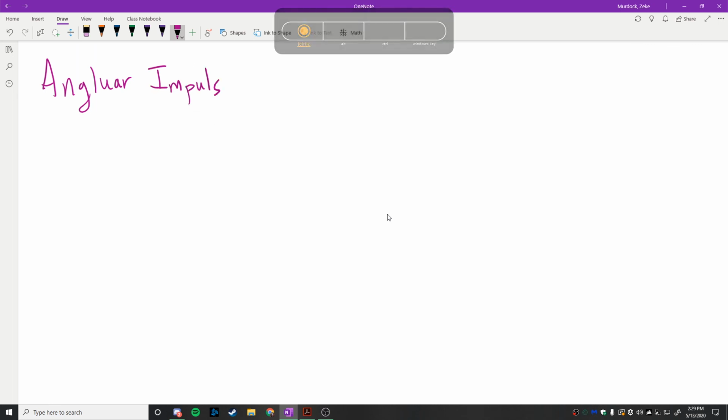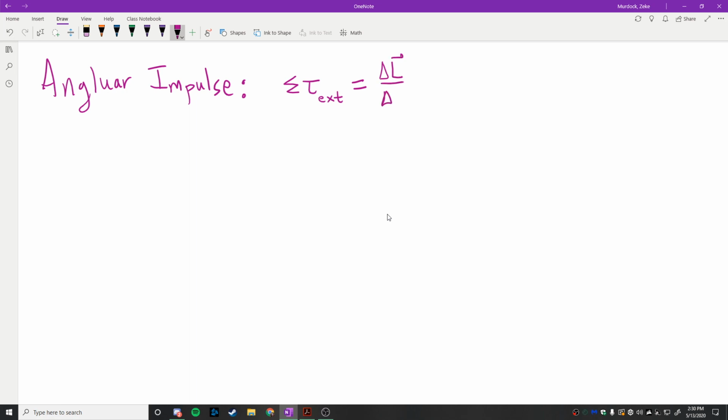So let's talk a little about angular impulse. Angular impulse comes from the following equation. If I take the net external torque acting on a system, when a net external torque affects a system, it has the effect of changing the angular momentum of the system, right?